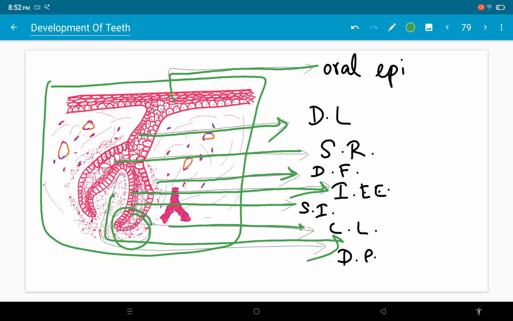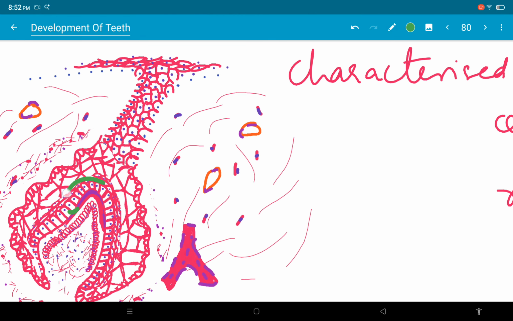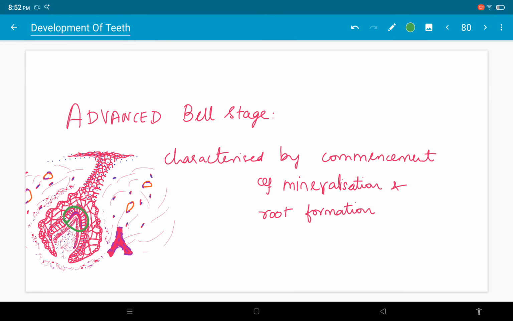Hope this was useful to you. In the next video we will see about the advanced Bell stage. Advanced Bell stage is characterized by the commencement of mineralization. You can see here enamel and dentin forming, the mineralization and root formation. So that will be your next video.